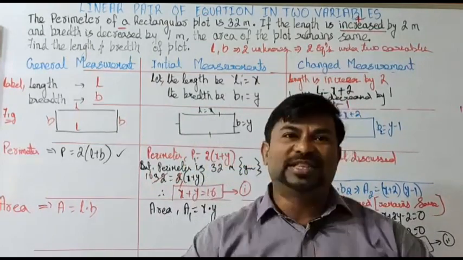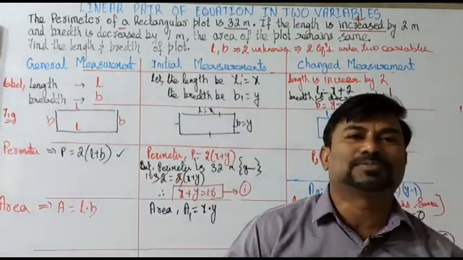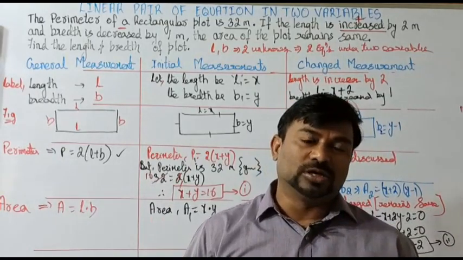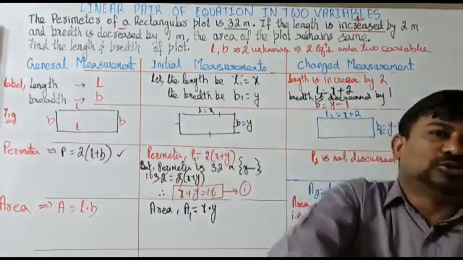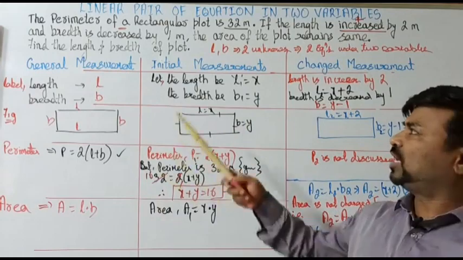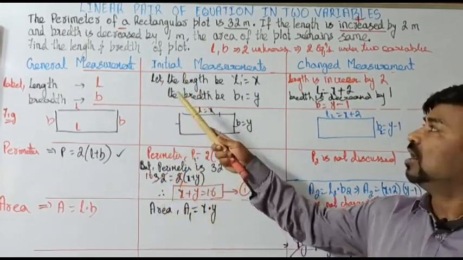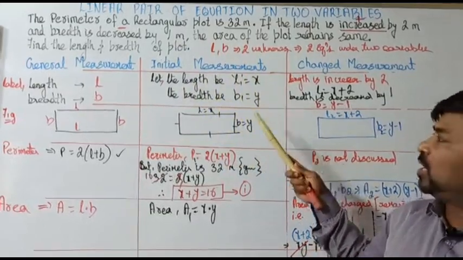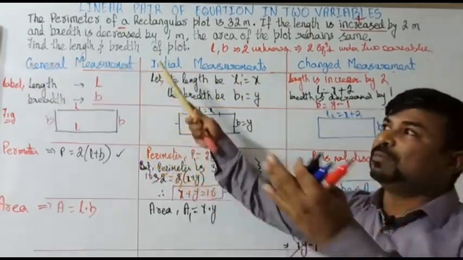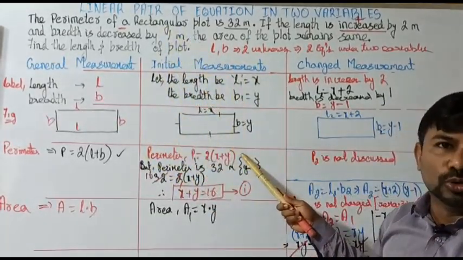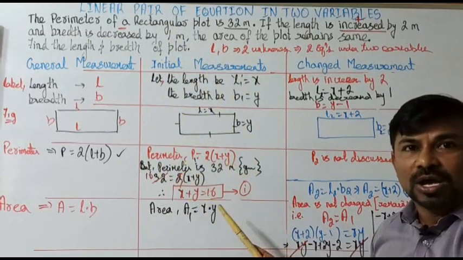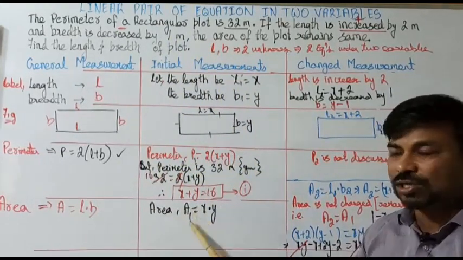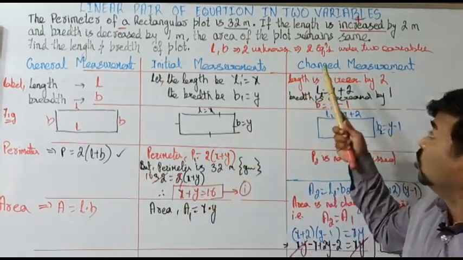Now, please remember, this is not the way to write the steps in the examination. But this is the way to remember. So, how to start it? Straight away, generally, steps don't matter, right? Let the length of the rectangle be x. Let the breadth of the rectangle be y. Draw this shape. Now, the perimeter of the rectangular plot is 32. He has given that. Now, find the area of the first measurement and keep it aside. Now, go for the next one.